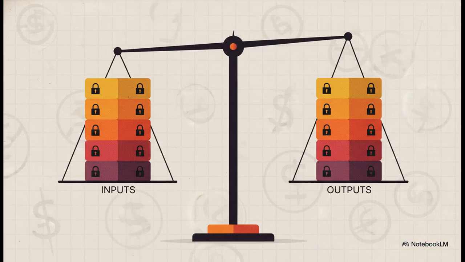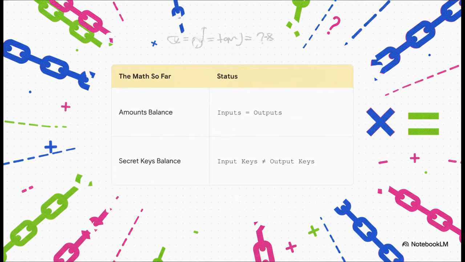Rule number one of any financial system, right? You can't just create money out of thin air. The amount of money going into a transaction has to be the exact same as the amount coming out. Inputs have to equal outputs. And with our magic math, we can prove this is true even when all those amounts are totally hidden inside their locked boxes. But we've hit a snag, a complication.